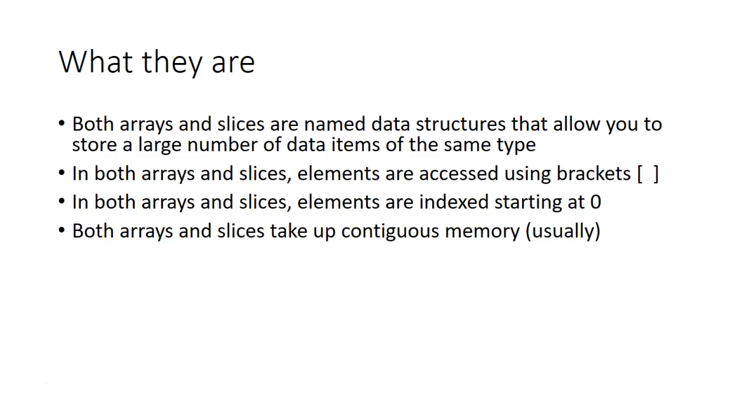Both arrays and slices take up what's called contiguous memory. Contiguous is just a fancy word for saying right next to each other. And this is important for you all to know. I'm assuming that all of you are going to become great computer scientists. I'm assuming that all of you are going to become majors, at least, and probably go on and become awesome in the world of computing. I really believe that.